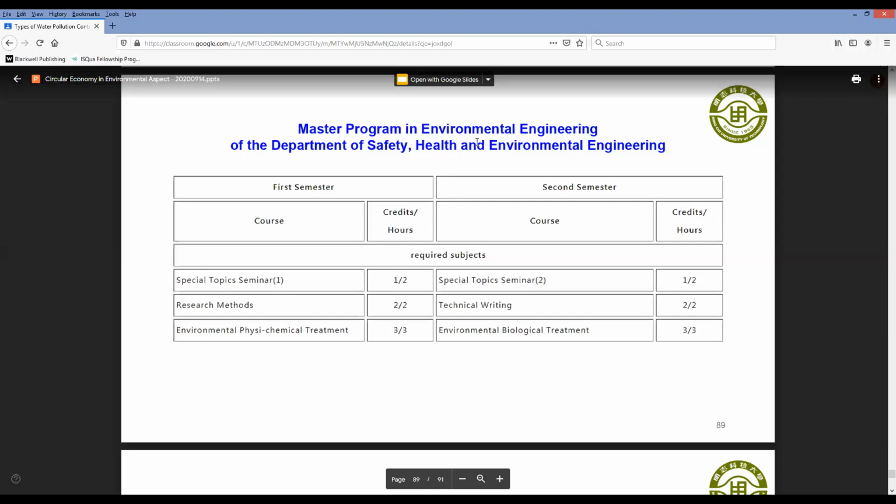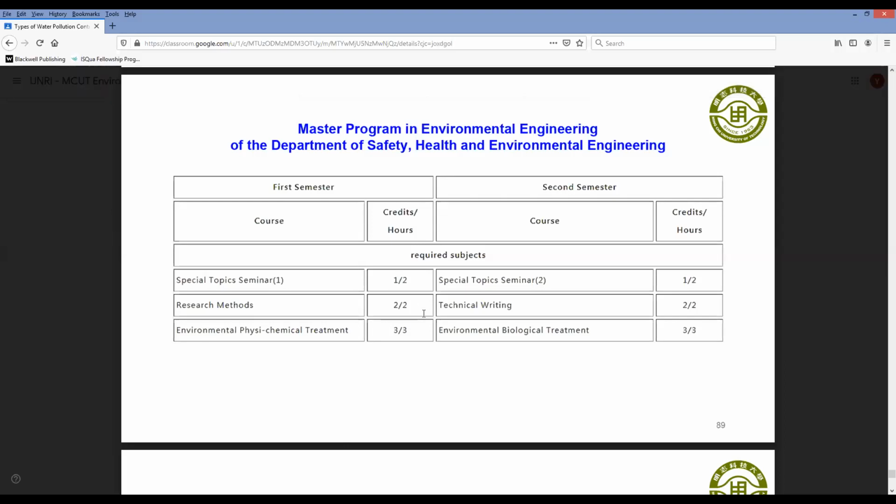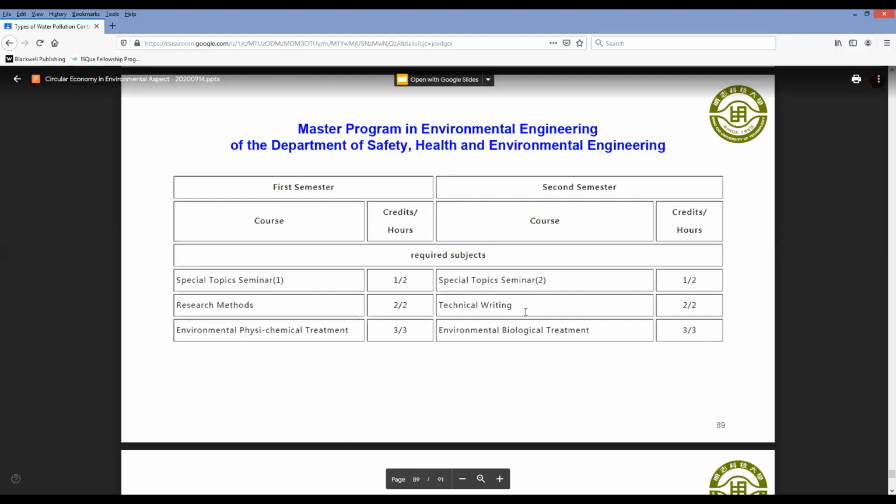We will also have a research method class, and then environmental physical chemical treatment, which is a required class because it is very important for environmental engineering students. So that's why in the first semester we have these classes. In the second semester we have a similar class, the environmental biological treatment class. This is also a required class. And then next, please.